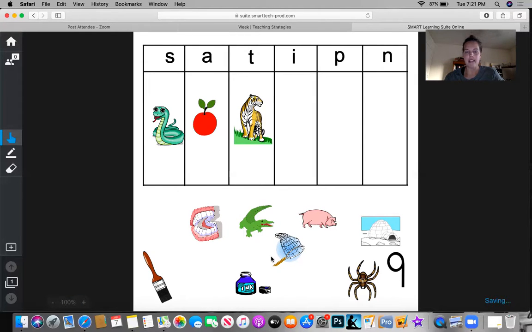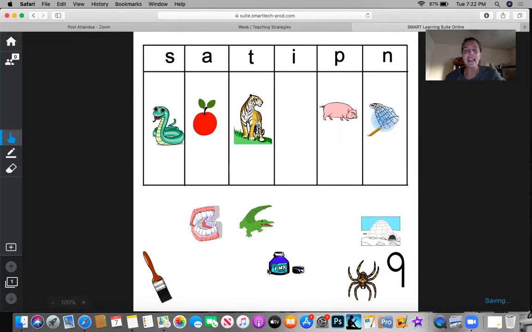What about this? This is a net. Did you guess it? N, net. There we go. Okay. How about this pink fella here? Pig. What sound do you hear at the beginning? P, p, p. There we go. And what about this? This is a jar of ink. What sound do you hear at the beginning of ink? Eh, eh. There we go.